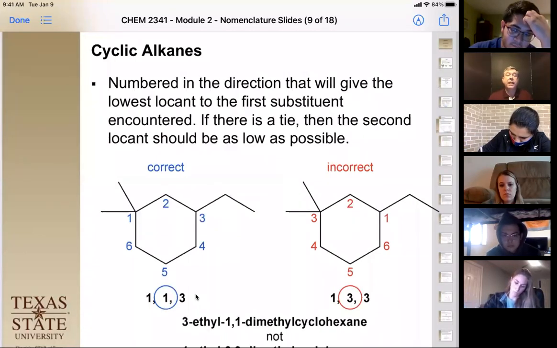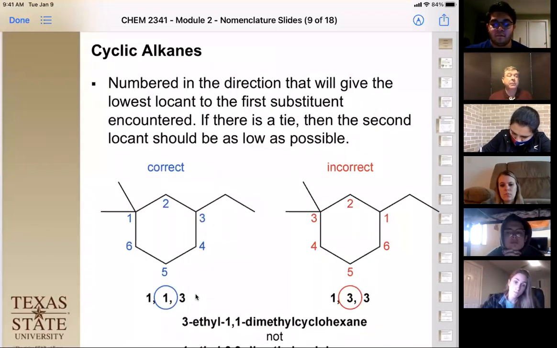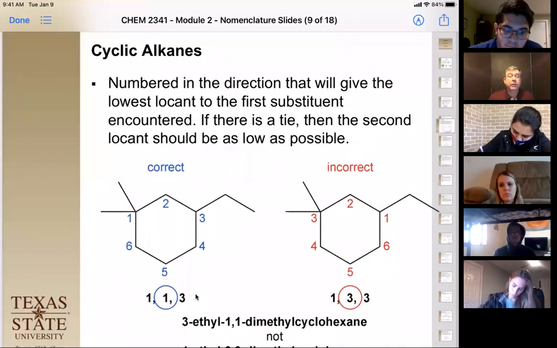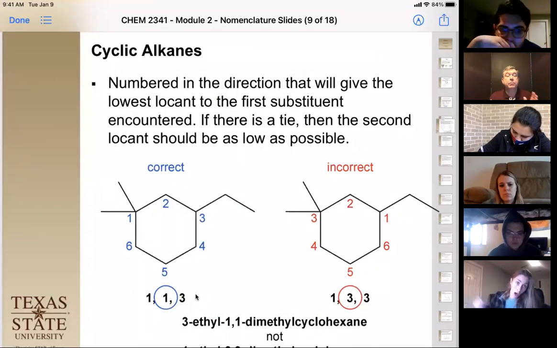All right, so numbering can be a little confusing on cyclics. If you just have one substituent on there, that obviously becomes the 1 position because you start from that. Cyclic just means ring. When you number cyclics, you're going to have the lowest number substituents possible.